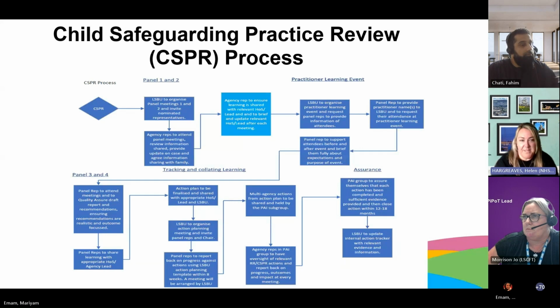Learning from serious child safeguarding incidents. Following the rapid review, like colleagues on the call have said, a copy of the findings and recommendations are shared with the national panel. And the reason that they do this is to see whether or not it's appropriate that the issues raised in our rapid reviews may be complex or of national importance, such that a national review may be appropriate, as well as having that overarching accountability and oversight of our local rapid reviews within our patches.